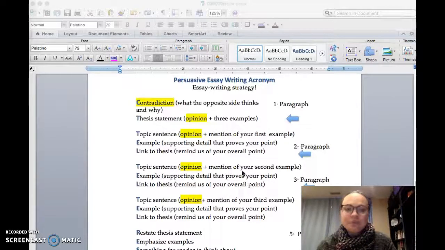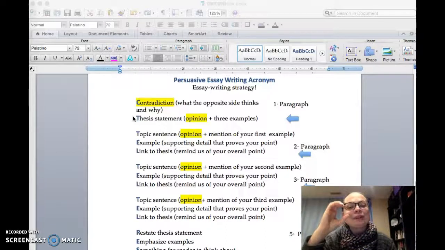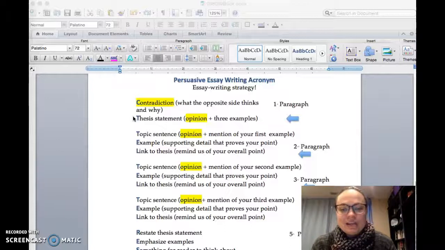So if you'll recall, this is the introduction of a persuasive essay, and the only difference here is that rather than it being bit, remember that the analytical essay was bit, tell, rest. Well, this one has a C in it, so CT, tell, rest. Not as much of a ring to it, but that one extra detail is going to be start with the letter C. So what you're going to do in your essay is to start with the contradiction. So you're actually going to start your essay with what the opposite side thinks.